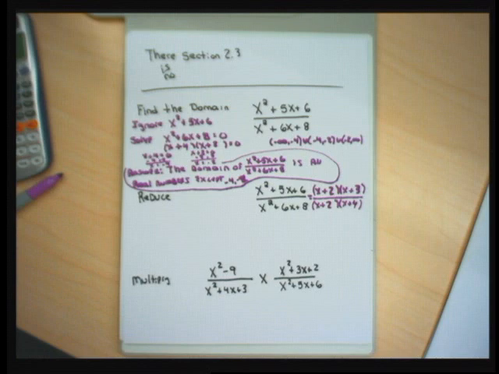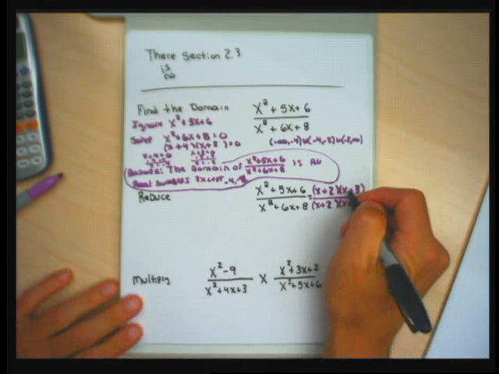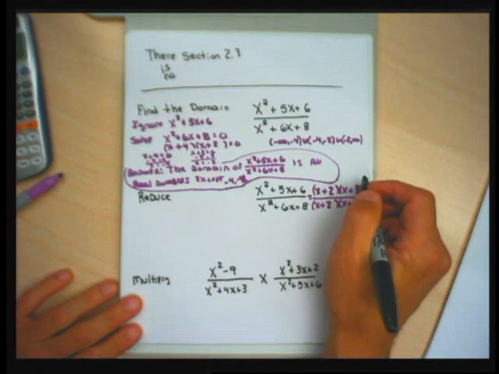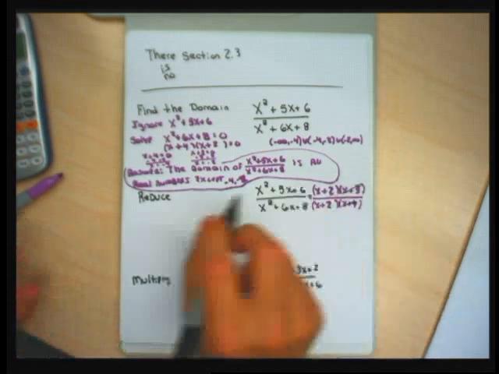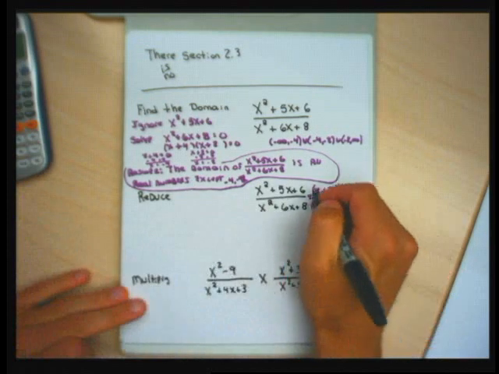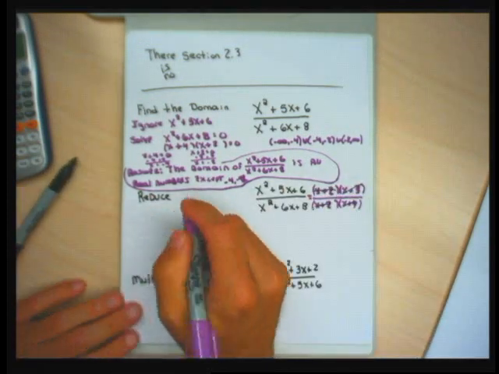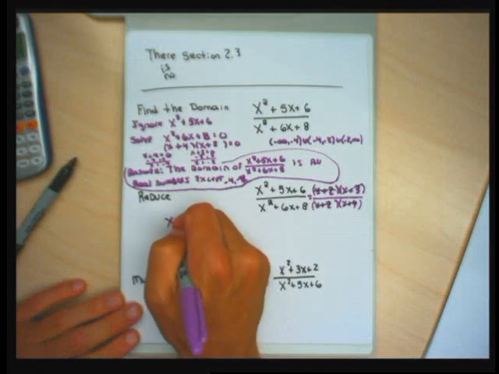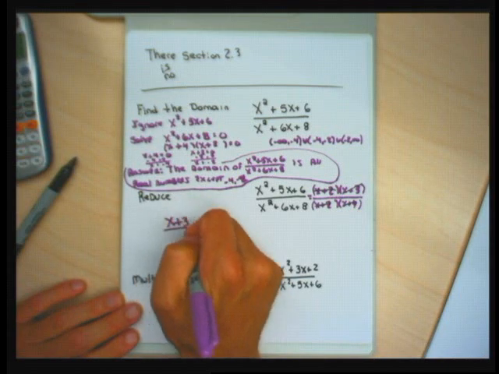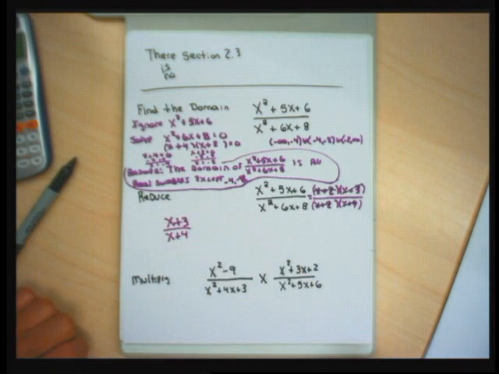Now that I have both the numerator and the denominator factored, I can cancel. I could actually cancel the x plus 2's, and my answer should be x plus 3 over x plus 4.